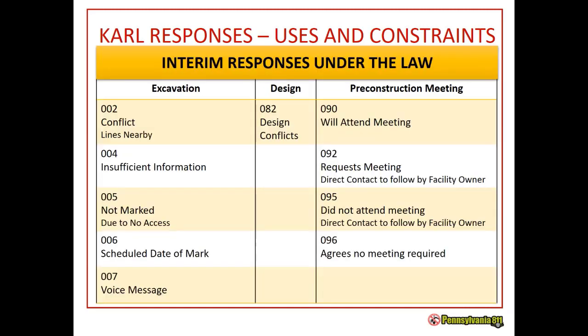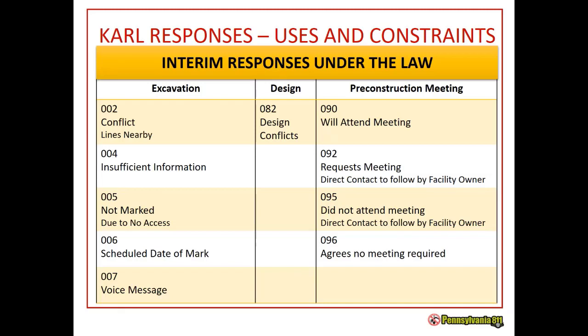So we do have interim responses as well. If you're not ready to put in a final response, as in this example, we have 002, conflict lines nearby. The facility owner may have some underground lines at the site and the facility owner will make direct contact to discuss the locate schedule or discuss the job with the excavator. And making direct contact is physically contacting that person by either making a phone call or in-person meeting or FaceTime. I know we're in a virtual world right now, so FaceTime, Skype, Zoom, whatever virtual platform you have to physically make contact with this excavator.